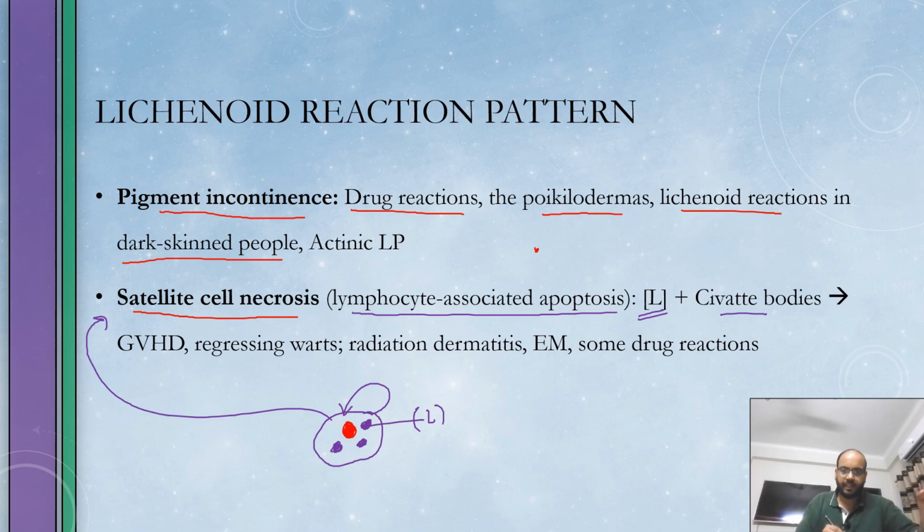This can be seen in all forms of tissue reaction pattern, but it is majorly seen in GVHD, regressing warts, radiation dermatitis, erythema multiforme, and some drug reactions. Basically, where the inflammation is so profound that the lymphocyte is destroying and is found near about the colloid bodies or the civet bodies.